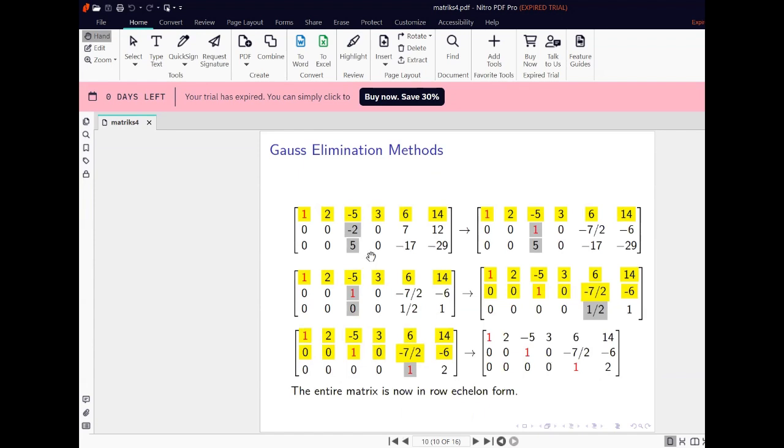Yeah, you have to change this entry into 1, and you have to change these 2 entries into 0. You see that this is already 0, and I'm sorry, this is row echelon form, not row reduced. So you can skip this step. You need not change this -5 into 0, because this is row echelon form, not row reduced.